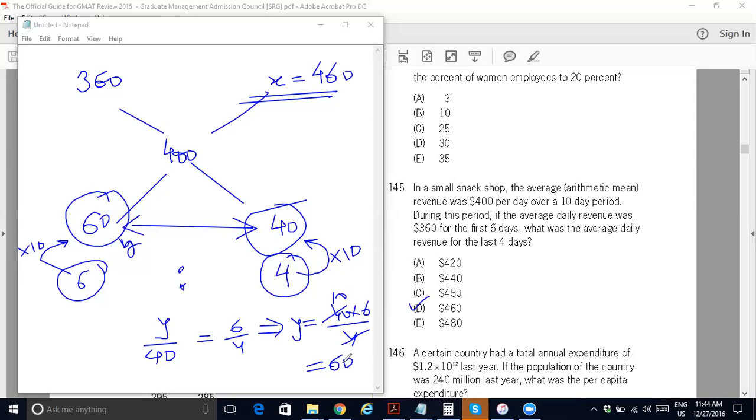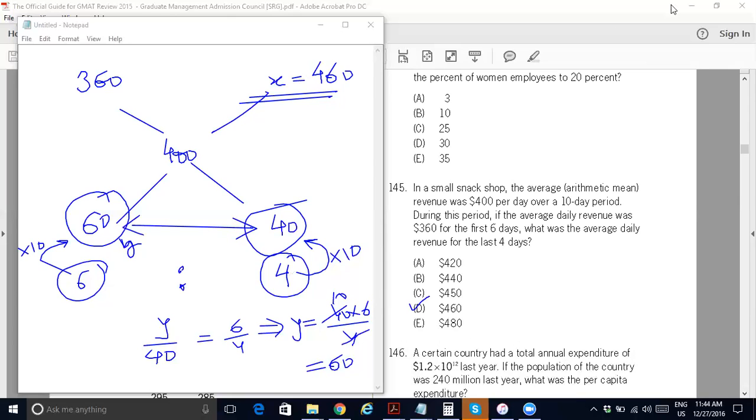Because these are just the ratios. So if you take y as this number, y is to 40 should be equal to 6 is to 4. This makes sense? Yeah.